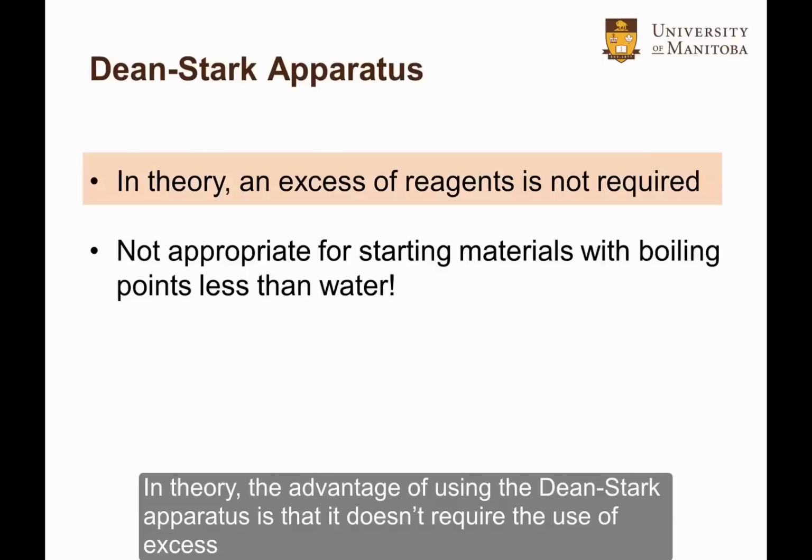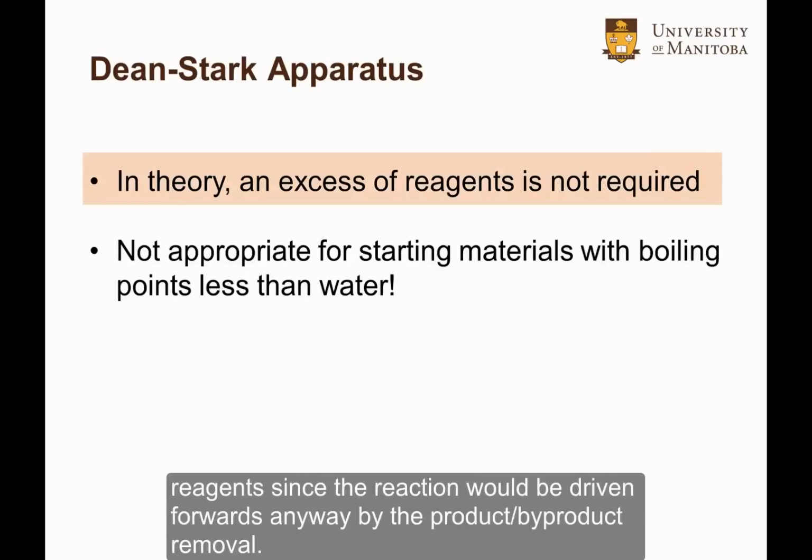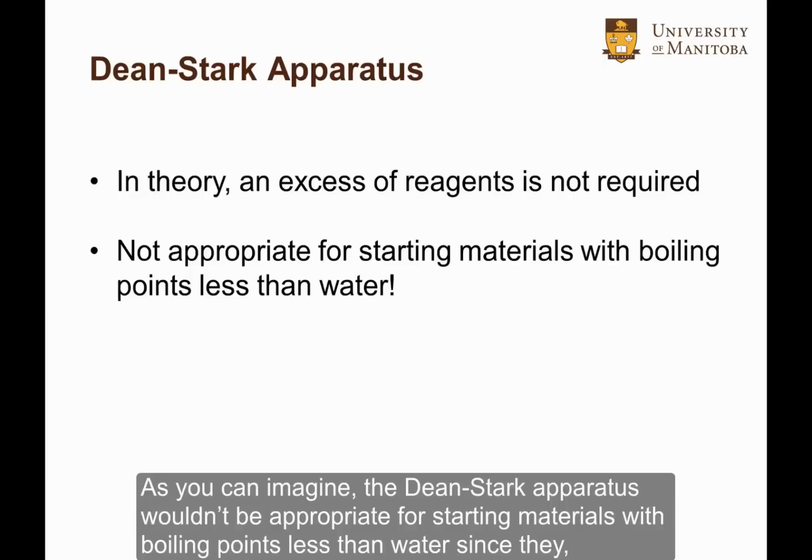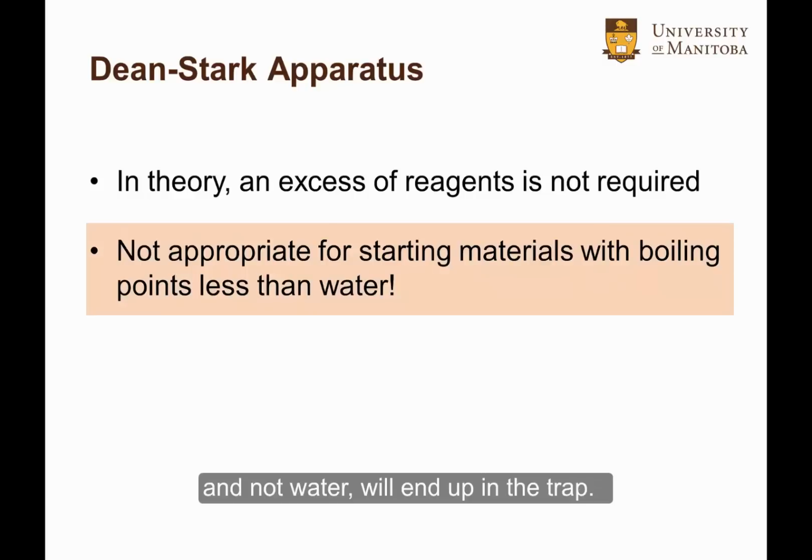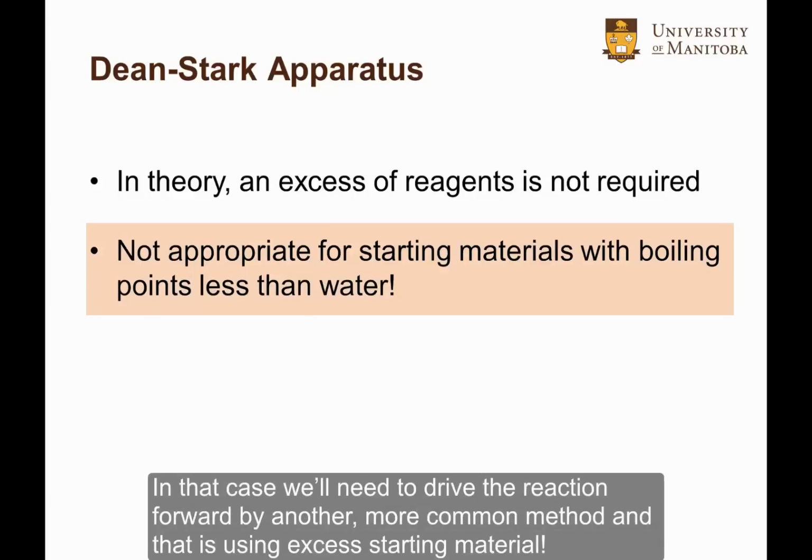In theory, the advantage of using the Dean-Stark apparatus is that it doesn't require the use of excess reagents, since the reaction would be driven forwards anyway by the byproduct removal. As you can imagine, the Dean-Stark apparatus wouldn't be appropriate for starting materials with boiling points less than water, since they, and not water, will end up in the trap. In this case, we'll need to drive the reaction forward by another, more common method, and that is using excess starting material.